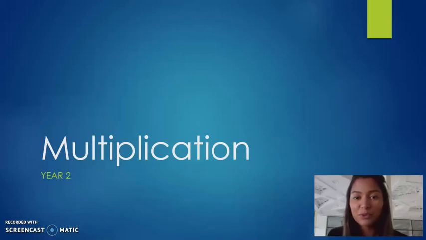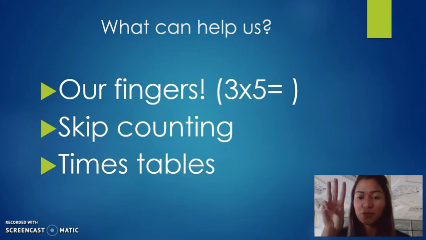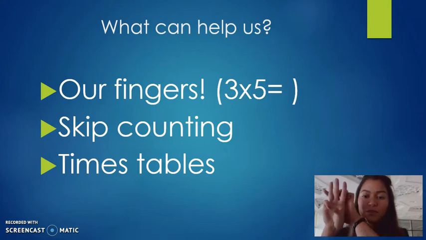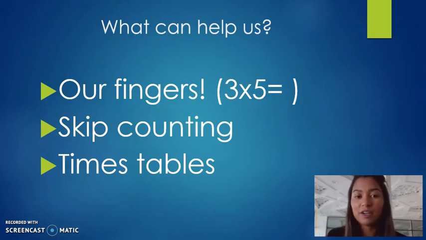This week in Year 2 we've been learning about multiplication. So what can help us in class? First and foremost, our fingers. So using our skip counting knowledge. For example, 3 times 5, skip counted 5, 5, 10, 15. Like I said earlier, your skip counting knowledge in 2s, 5s and 10s.